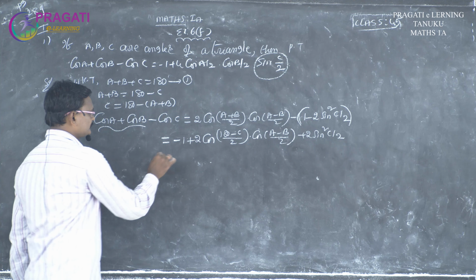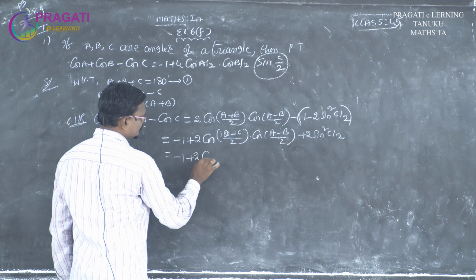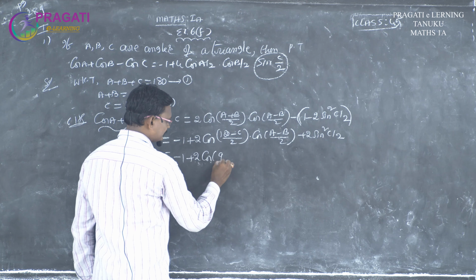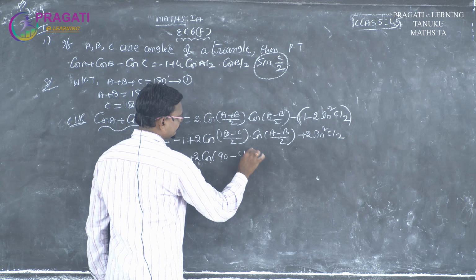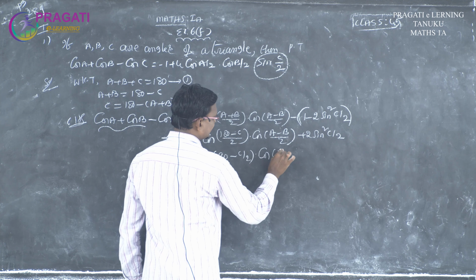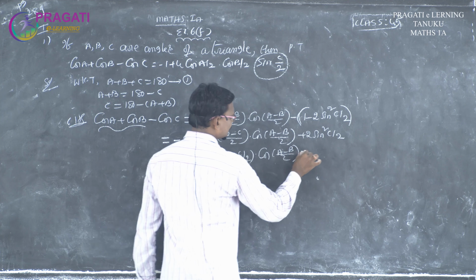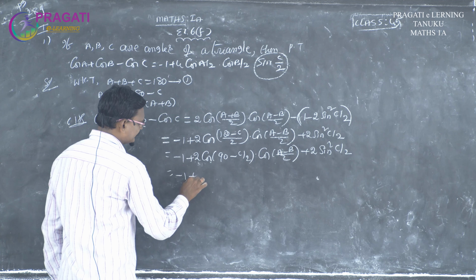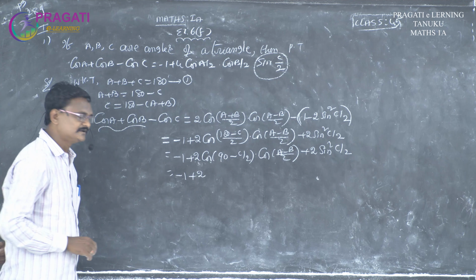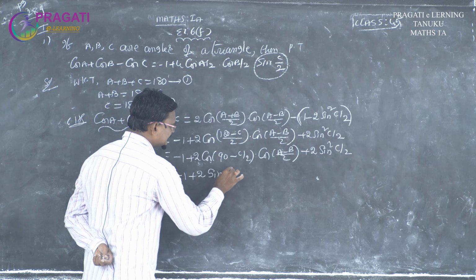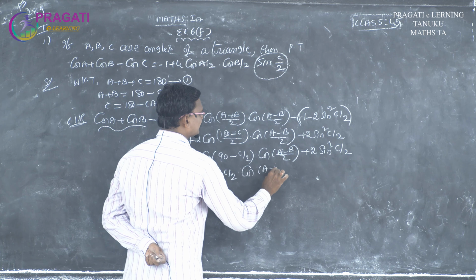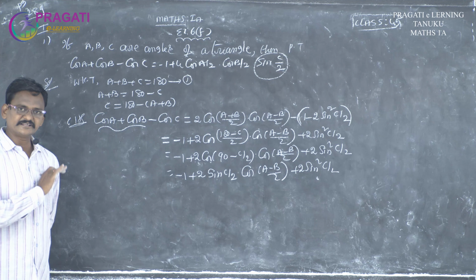So now minus 1 plus 2 cos of (180 minus C) by 2. Just split it: 180 by 2, 90 minus C by 2, into cos of A minus B by 2, plus 2 sine square C by 2. Now minus 1 plus 2, this is 90 degrees, so the function will be changed. That means sin C by 2 into cos of A minus B by 2 plus 2 sine square C by 2. In the process there is no change.